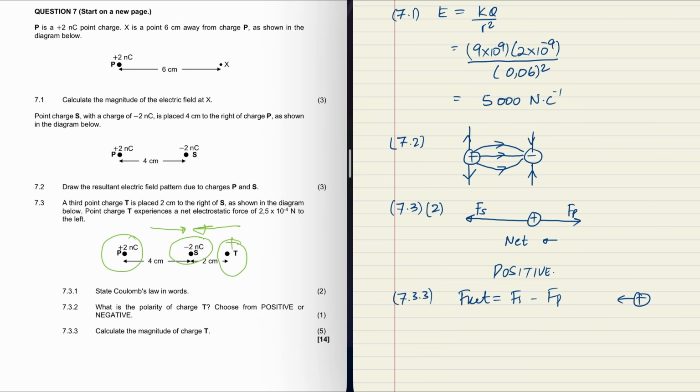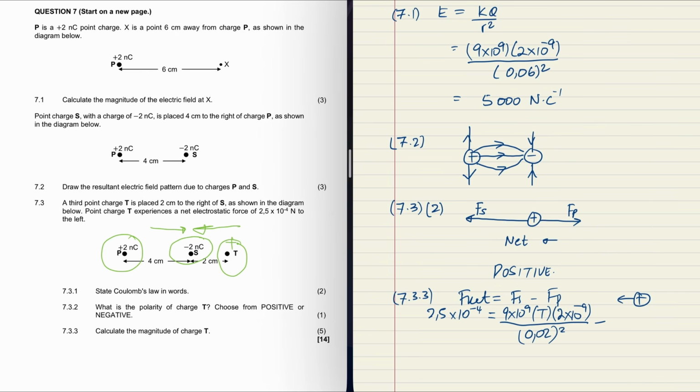So F net, they tell us, is 2,5 times 10 to the negative 4, and it's a positive value because I've chosen left as positive. Now Fs is going to be kq1 q2 over r squared, so 9 times 10 to the 9. Q1, let's call it T, we don't know what T is. Q2 is the charge of S, which is 2 times 10 to the negative 9. Remember, when you are using Coulomb's law formulas, we do not include the sign. Then divided by the distance between S and T, which is 2 centimeters, so 0,02 squared.